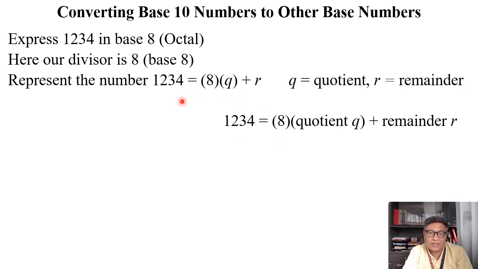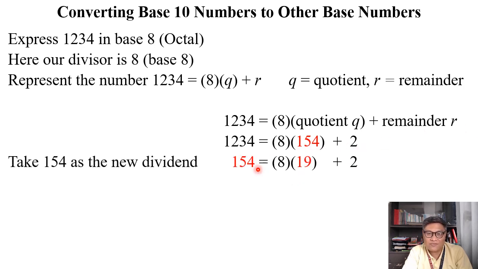So rewriting, 1234 equals 8, this is our divisor, the base 8, multiplied by the quotient plus the remainder. Starting off with 1234 divided by 8, you can use your calculator, class. The quotient is 154, but there is a remainder of 2. 154 is not yet 0, so continue dividing 154 by 8. Then the quotient is 19. However, we have a remainder of 2.